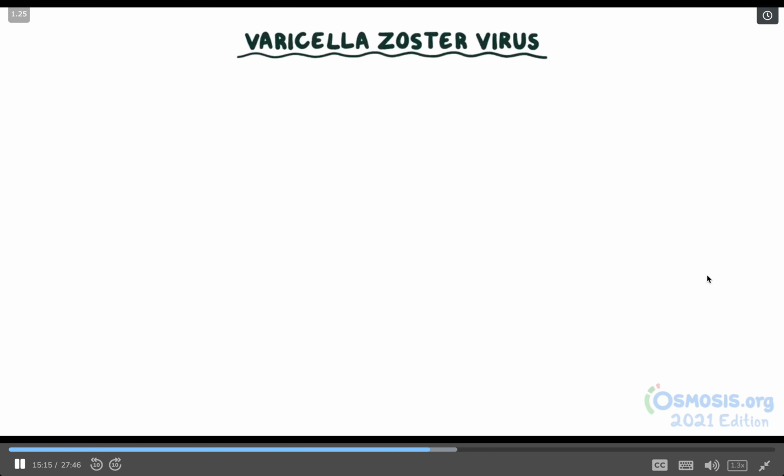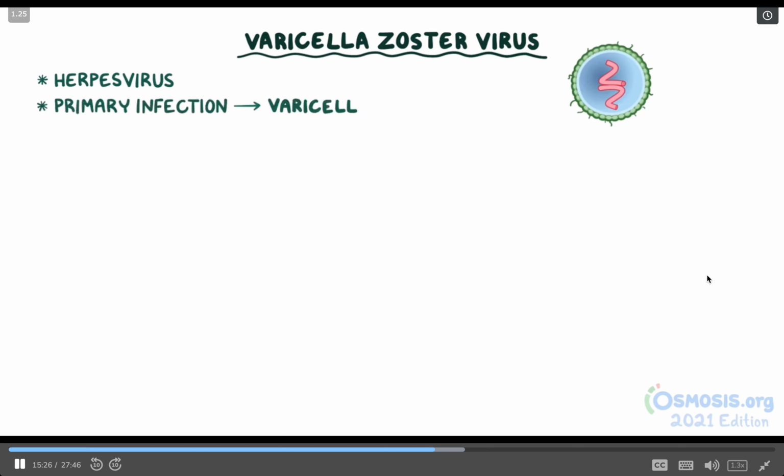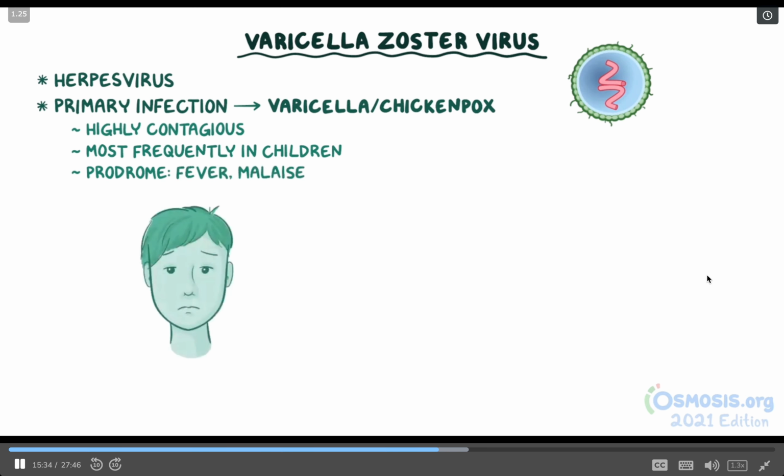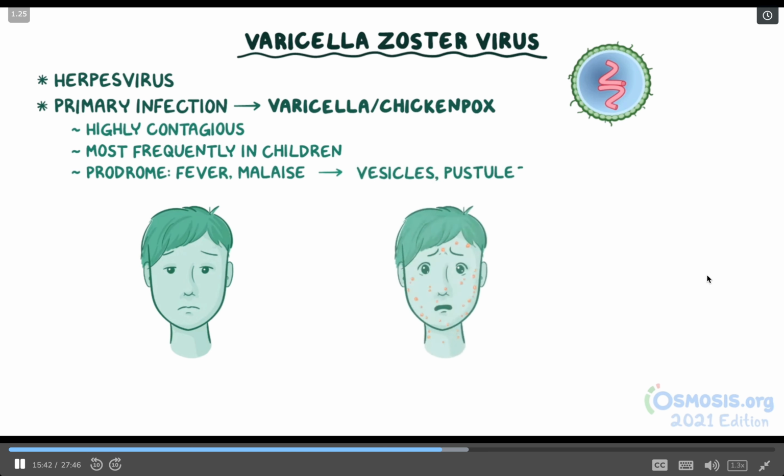Varicella zoster virus infection may cause generalized blistering as well. Varicella zoster virus is one of the herpes viruses, and it causes two diseases. Primary infection causes varicella or chickenpox, a highly contagious disease that most frequently occurs in children with a prodrome of fever and malaise, followed by the development of a generalized eruption of small, itchy, intraepidermal or subepidermal vesicles and pustules surrounded by erythema. Within 1 to 2 days, these lesions begin to crust over and form scabs.